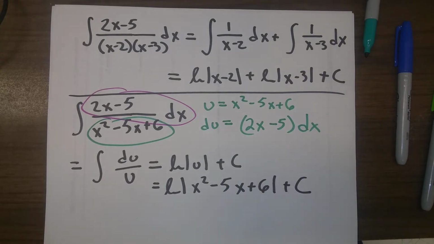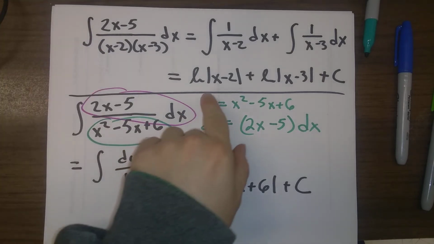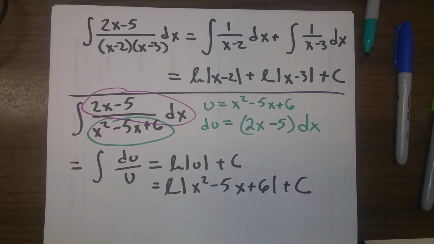Okay, so we have two different methods. Method of partial fractions gave us natural log of x minus 2 plus natural log of x minus 3 plus c, with absolute values, of course, there. And substitution, the easier method, gave us the natural log of the absolute value of x squared minus 5x plus 6. Now, what's going on here? Should we be concerned that we're getting different answers?